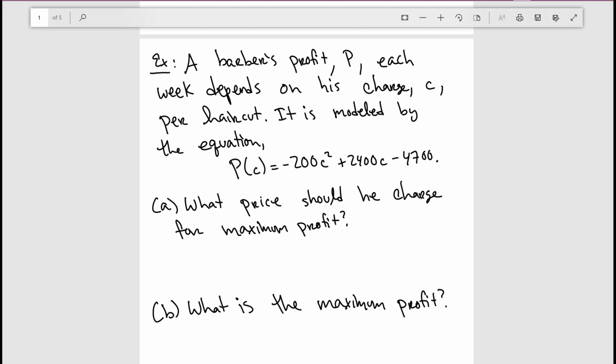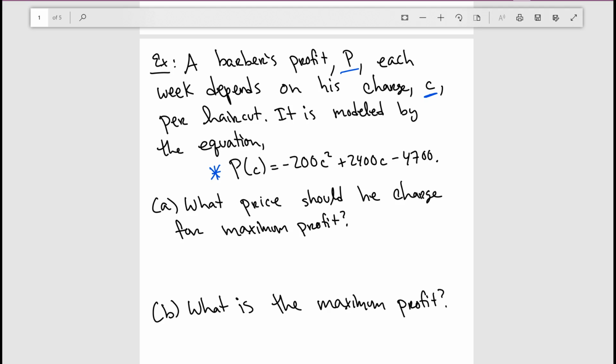Here we have a barber's profit P each week depends on his charge C per haircut. Basically, what the barber charges will determine how much money he gets. It is modeled by this equation, so they actually gave us an equation. You don't want to charge too much and you don't want to charge too little.